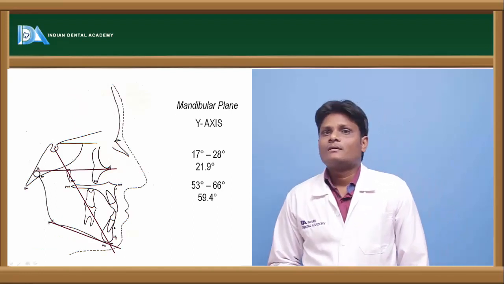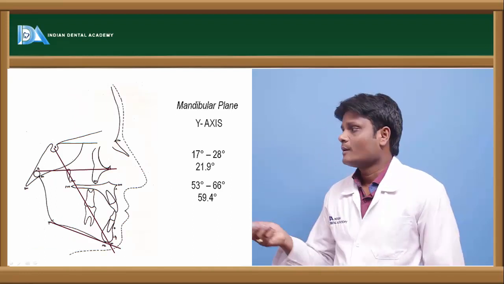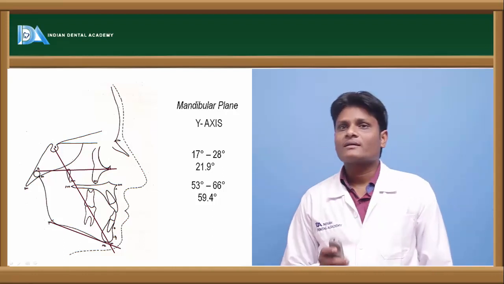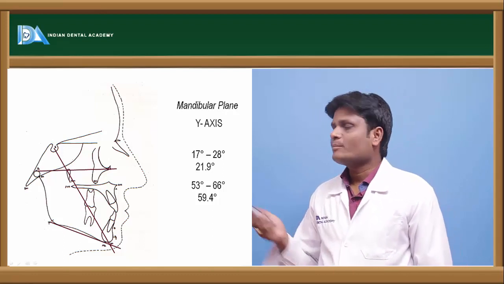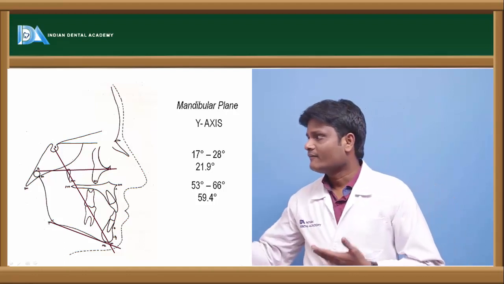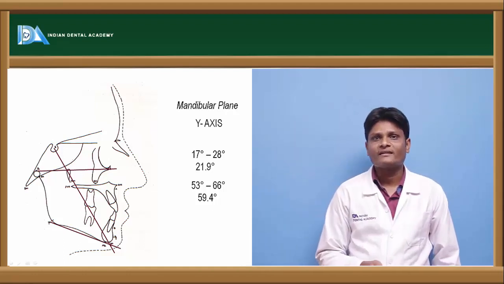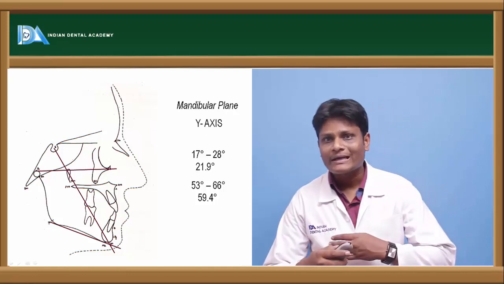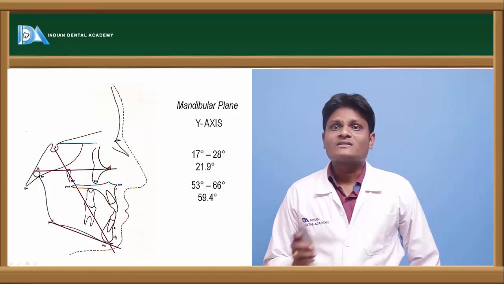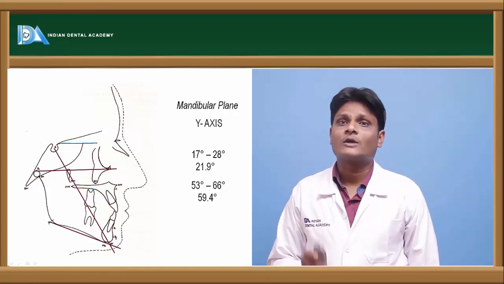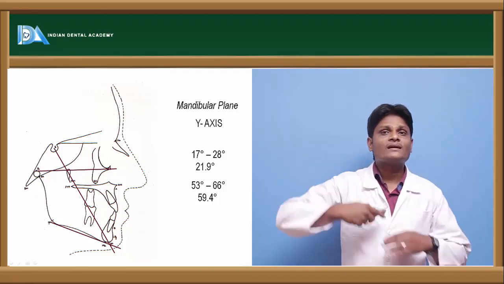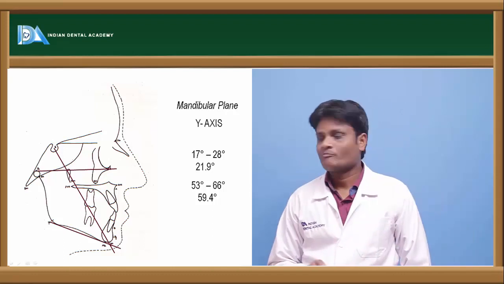The next skeletal parameter is the mandibular plane angle. As I told you, according to Downs, the mandibular plane is the line connecting the gonion and menton. So the mandibular plane angle is the angle between Frankfurt's horizontal plane and the mandibular plane. The average angle is 21.9 degrees. Any value above 21.9 degrees indicates that the mandible is rotating in a downward and backward direction, which indicates that the patient has a vertical growth pattern, or the mandible is rotating in a clockwise direction, leading to increased lower anterior facial height.